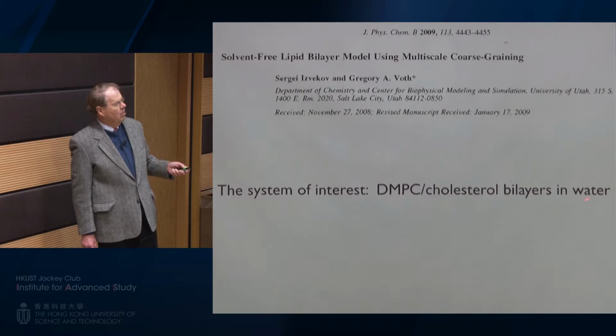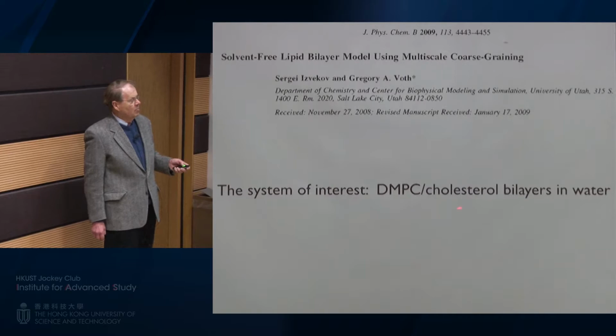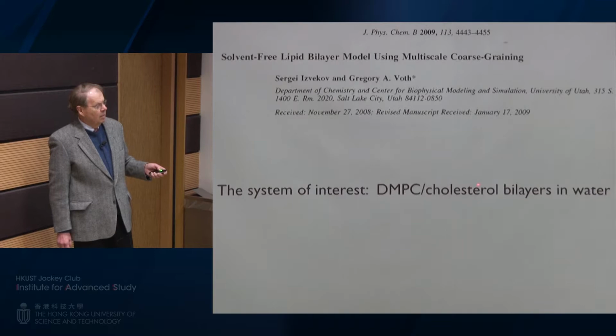It was a system in which DMPC, this is a phosphatidylcholine, it has the kind of head group we talked about on the previous slide, and it's got a different length of chain. DMPC then is the name of these molecules that have hydrophilic head groups and hydrophobic tails. In this case, the system also has some cholesterol. So you have phospholipid and cholesterol together in water.